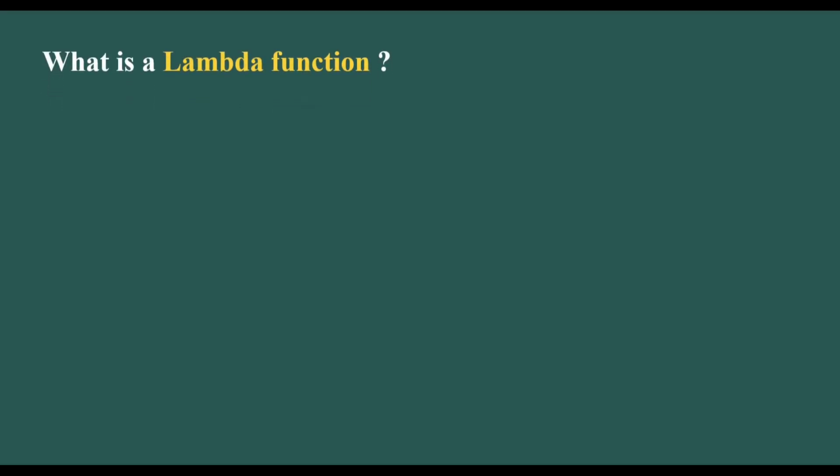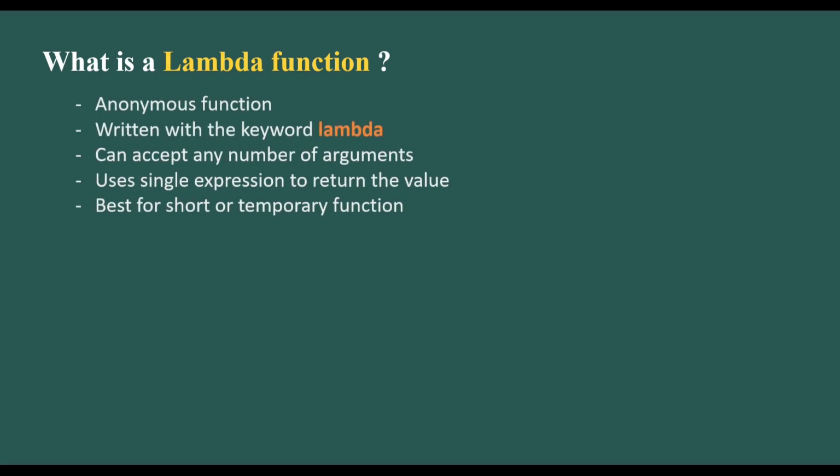What is a lambda function? A lambda function is an anonymous function, that is, it does not have any name. It is written with the keyword lambda. It can accept any number of arguments. It uses a single expression to return the value, and it is best for short or temporary functions.